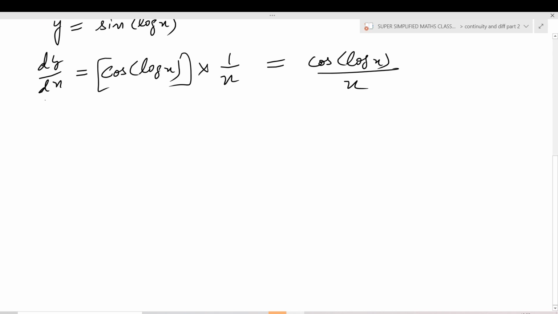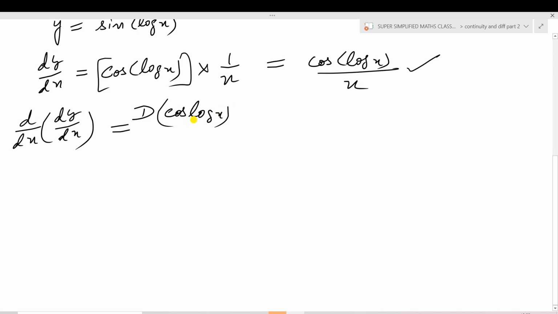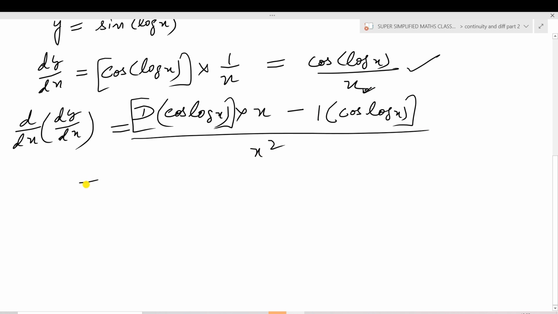Now we find the second order derivative. For that we differentiate both sides again with respect to x. Now you can see this expression, you are going to apply the quotient rule. That means the derivative of cos log x into x, minus the derivative of x, which is 1, into cos log x, whole divided by x square.